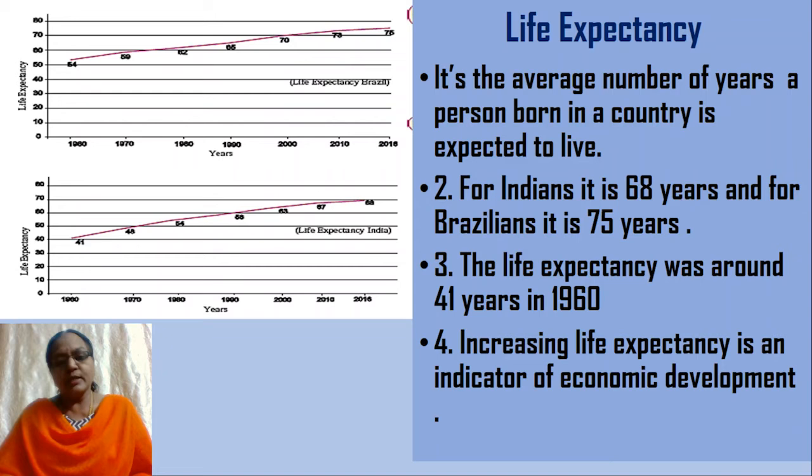In India, we find in 1960, the life expectancy of people was 41 years. But now, because of medical facilities which are easily available and also nutritious food being easily available, we find life expectancy has increased up to, say, 68 years. In many countries, like African countries, sub-Saharan countries, etc., life expectancy is still very, very low. Increase in life expectancy is a very good indicator which proves the economic development of that region.